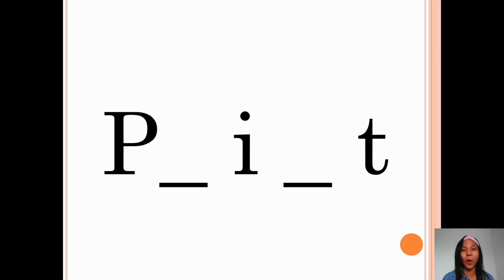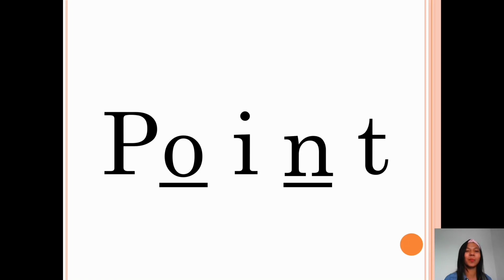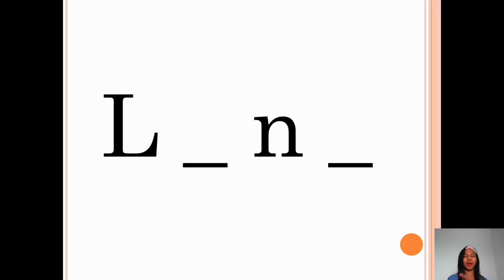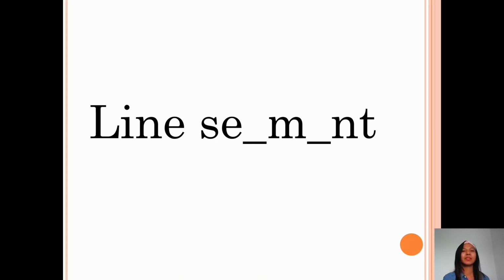Can you spell out the point? So what are the missing letters? Letter O and N. Very good. So point, P-O-I-N-T. Next, what are the missing letters? Letter I and E. So it's a line. All right, next. The missing letters are letter G and then E. So line segment. All right, next.